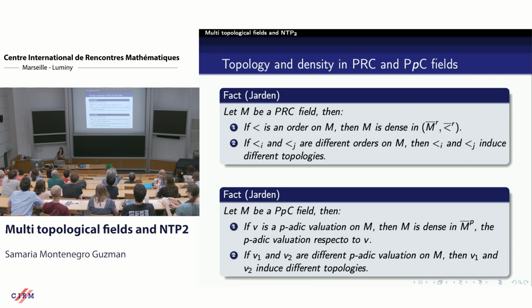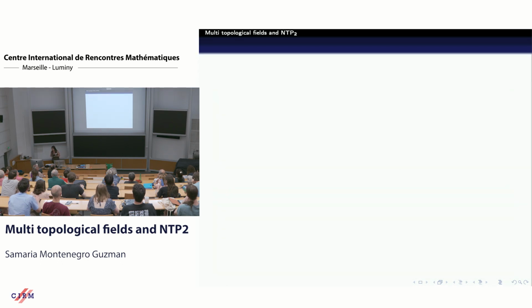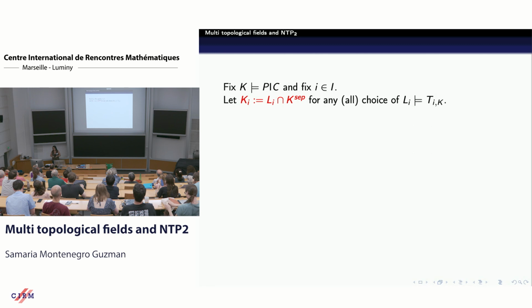So maybe we want something similar, some kind of closure for us. And also, different orders or different p-adic valuations in the two cases induce different topologies. So I will fix some notation. I will fix a PIC field K. I will choose some model of T_i that contains K, and I will take K_i, the model of T_i, intersected with the separable closure of K. We have quantifier elimination, so I really don't care which model I take.